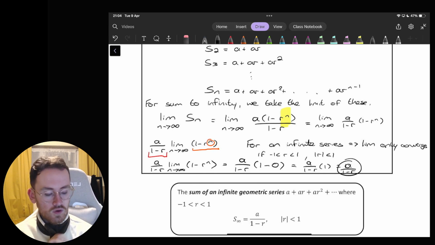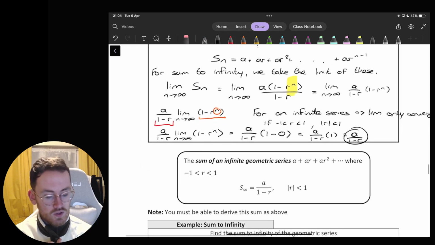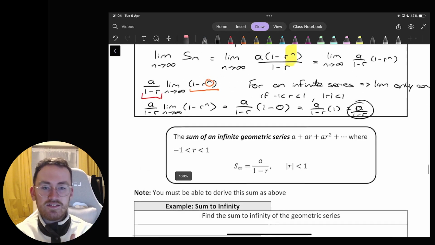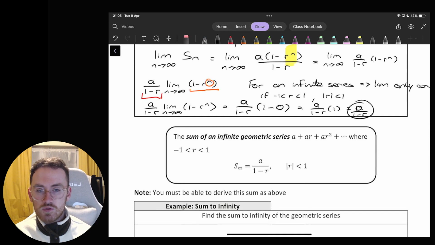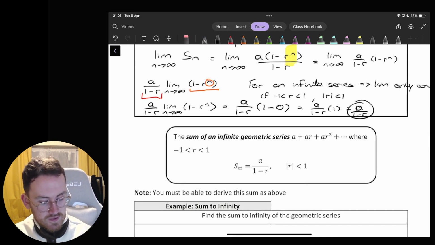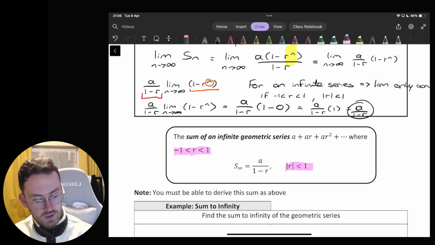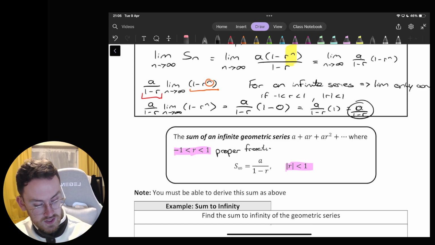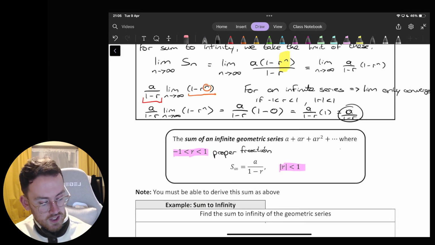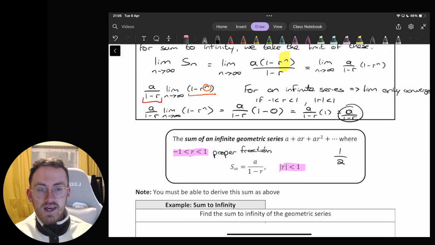And that formula that we have at the end, a over 1 minus r, is what we call the sum of an infinite geometric series, or the sum to infinity of a geometric series. It only applies, as we've said, where the common ratio is between 1 and minus 1. So we're thinking of proper fractions here, and we have explained why that is. Because we're looking at a proper fraction where the denominator is bigger, as the fraction is multiplied by itself over and over again, the overall fraction is going to have a smaller value.